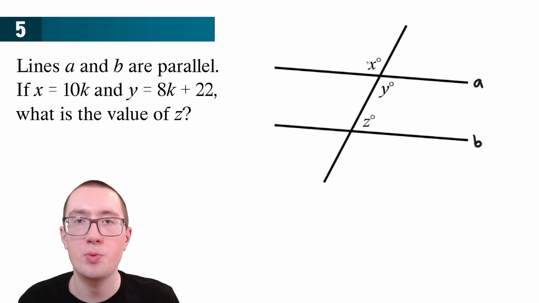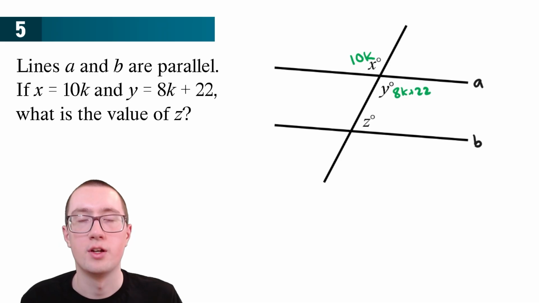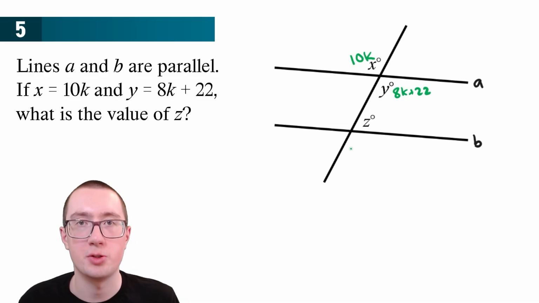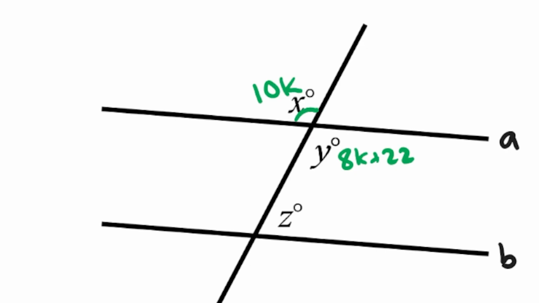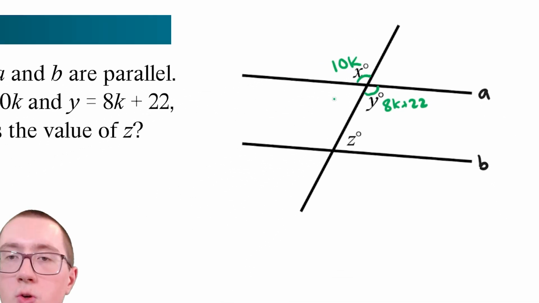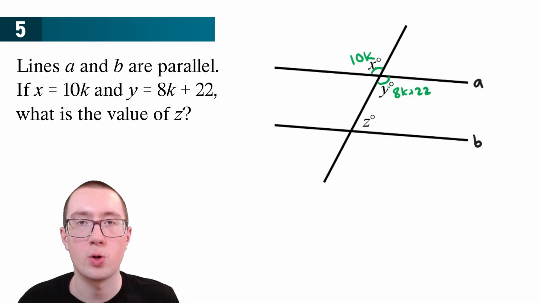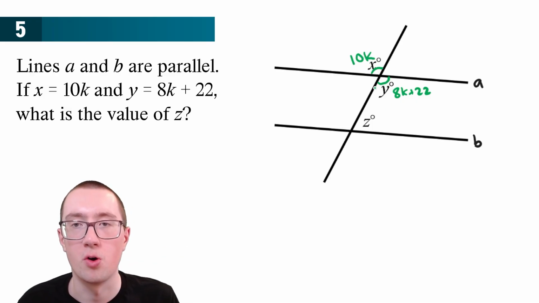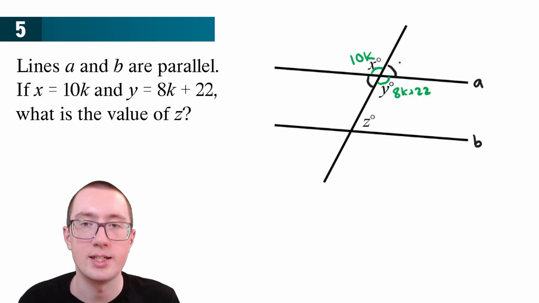Well, one thing that might help is to just write down what information we have on the diagram. So x is equal to 10k, right? And y is equal to 8k plus 22. Now, let's go ahead and use our geometry knowledge for this, right? What we have here, x and y, we have vertical angles. So there's a geometry rule that says that whenever you have an x shape and the two angles that are across from each other, those are always going to be equal. So these two angles are equal, and then, for example, if we knew these ones, these two would be equal.